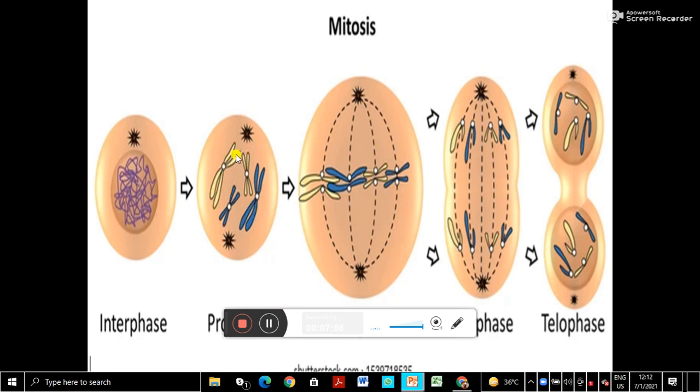Where is the nuclear membrane? In prophase, the nuclear membrane disappears. Gradually, the nuclear membrane disappears. So that's why you are not seeing the nuclear membrane here. Here it was. So when it enters into prophase, the nuclear membrane disappears. Then you cannot see the nucleolus also here. So the nucleolus disappears.